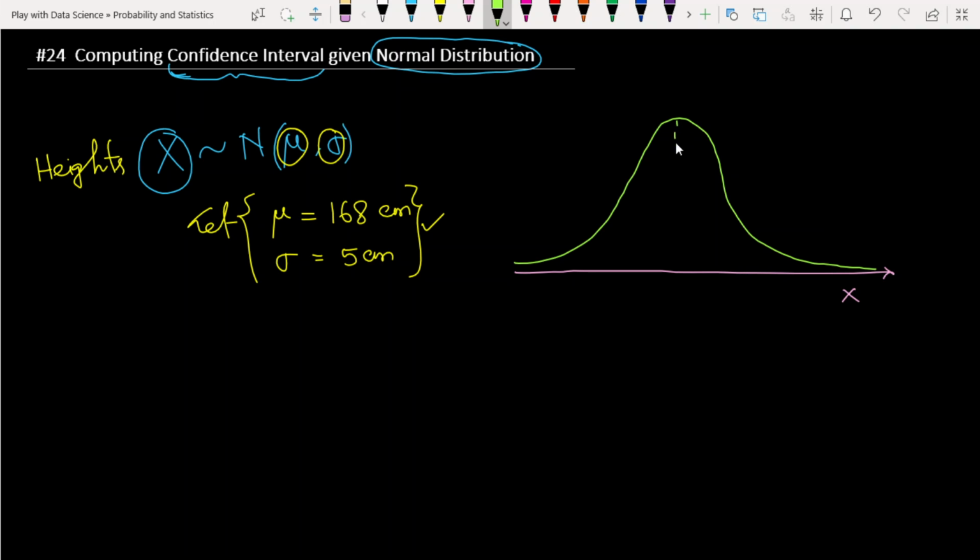This is the mu of this distribution. This is the first standard deviation, sigma. This is the second standard deviation, 2 sigma, and this is the third standard deviation, 3 sigma. Similarly on this side as well: sigma, 2 sigma, and the third standard deviation, 3 sigma.